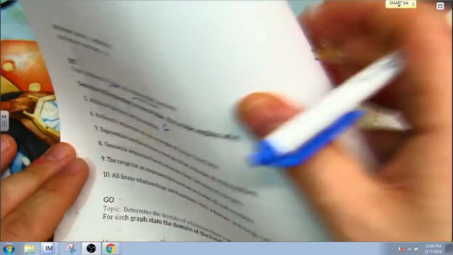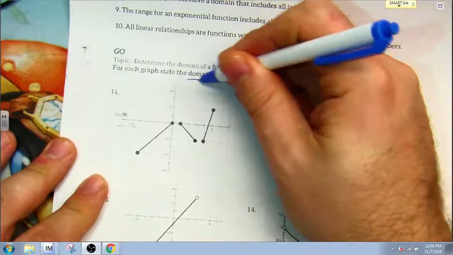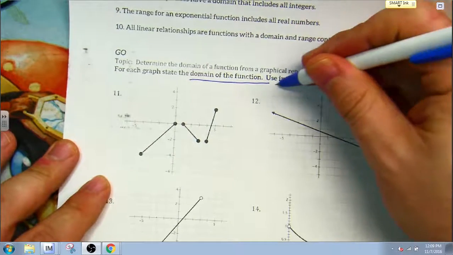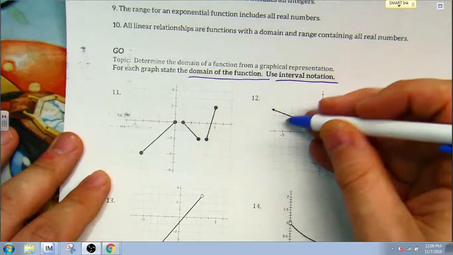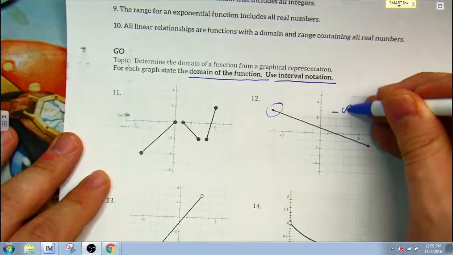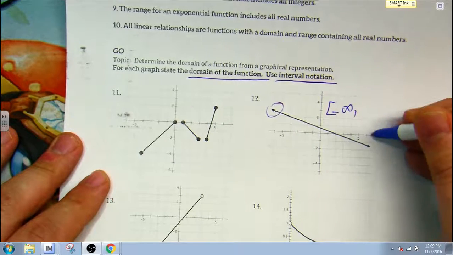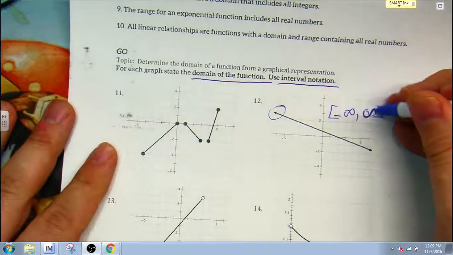And then finally, we're talking about domain of a function in interval notation. So when I look at this, I look at the furthest negative x it could be, and it goes on forever. So that's actually going to be negative infinity. And then the highest is going to be positive infinity. That's it. Done, done, done.